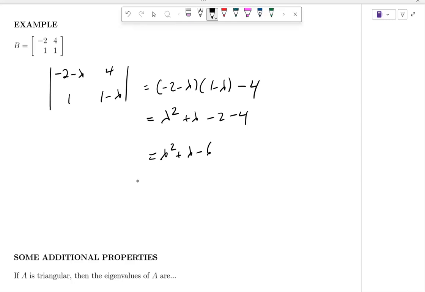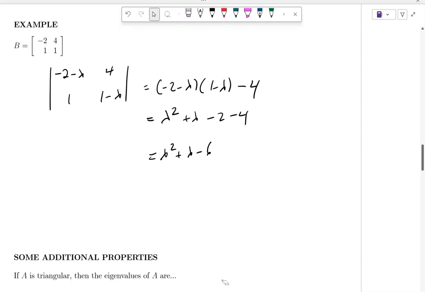You said the constant term is the determinant? Yeah, the constant term is always the determinant of the original matrix. Because I would put 0 in for lambda, it gives me the constant term. If I put 0 in for lambda, it gives me the original matrix. So the constant term is always the determinant of the matrix.